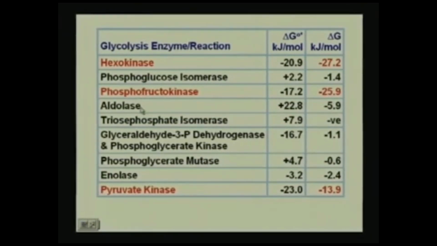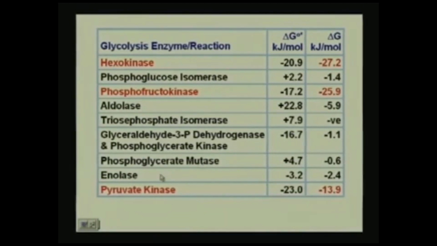Aldolase breaks it up into dihydroxyacetone phosphate and glyceraldehyde 3-phosphate. The isomerase interconverts dihydroxyacetone phosphate and glyceraldehyde 3-phosphate. Then we have glyceraldehyde 3-phosphate dehydrogenase. Then we have phosphoglycerate kinase that is going to create the bisphosphoglycerate. The bisphosphoglycerate then has a mutase acting on it, where from 3-phosphoglycerate it goes to 2-phosphoglycerate.